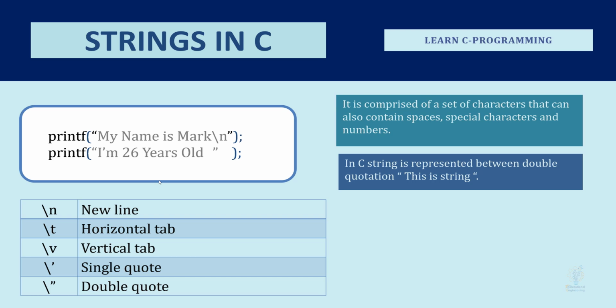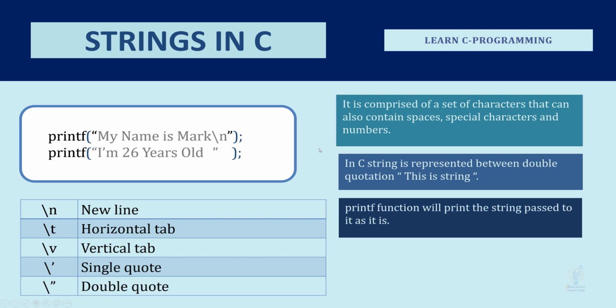Now, in C, a string is represented between double quotations, like these two double quotations, as you can see in this image. Anything that you write between these two double quotations will be considered a string. The printf function, the function that we already used twice, will print the string passed to it as it is. It's called a string literal.